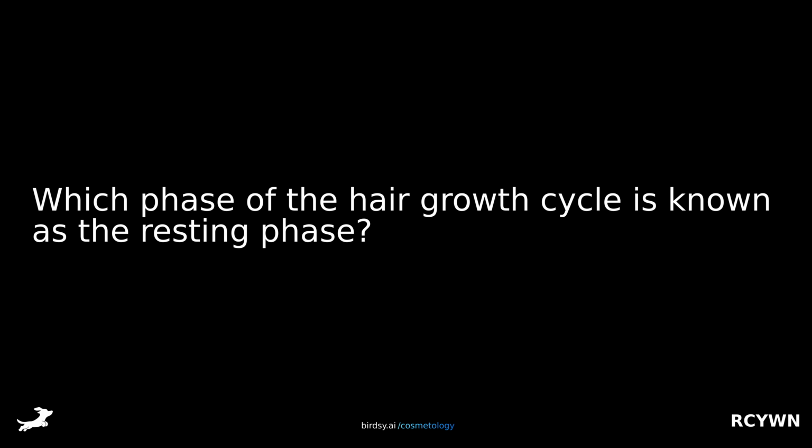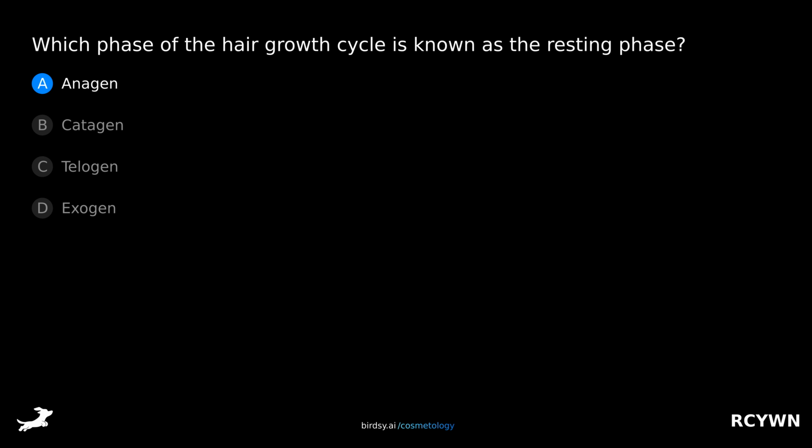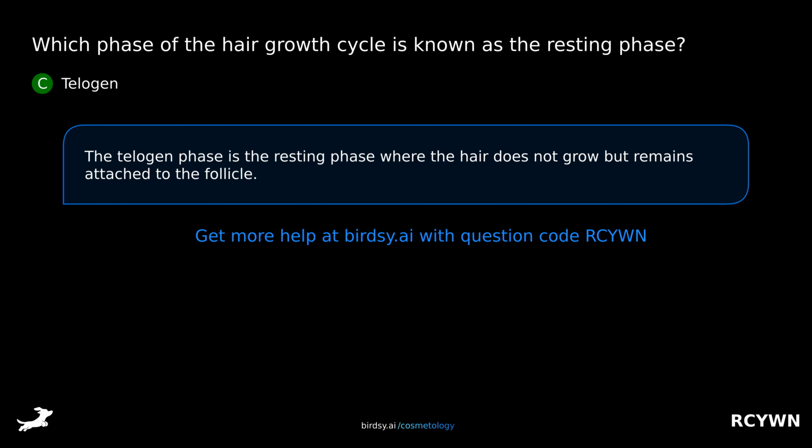Which phase of the hair growth cycle is known as the resting phase? Is it A, anagen, B, catagen, C, telogen, or D, exogen? The answer is C, telogen. The telogen phase is the resting phase, where the hair does not grow but remains attached to the follicle.